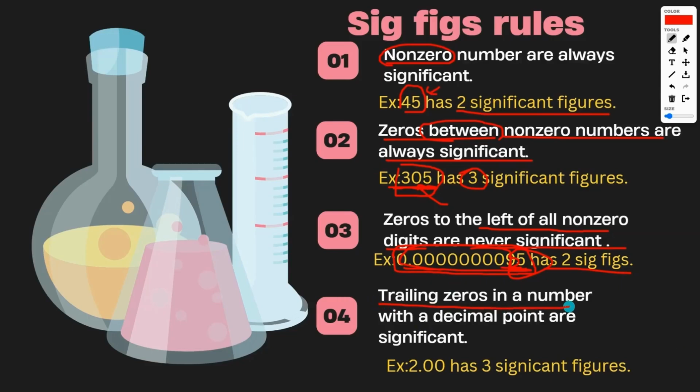Trailing zeros in a number with a decimal point are significant. So for this we have 2.00. These zeros after the 2 count because there's a decimal point right there. So this example has 3 significant figures.